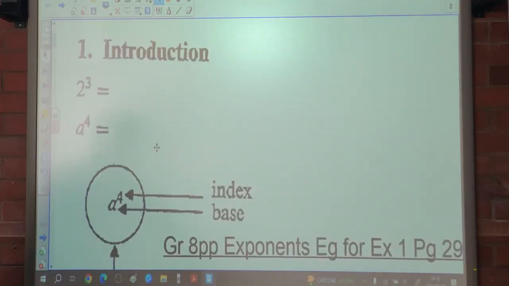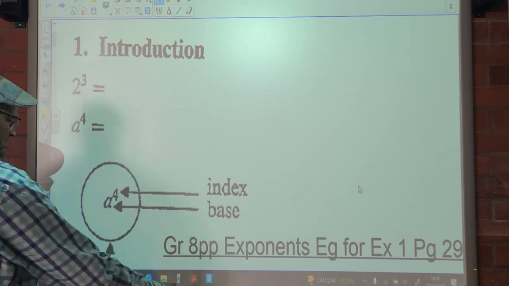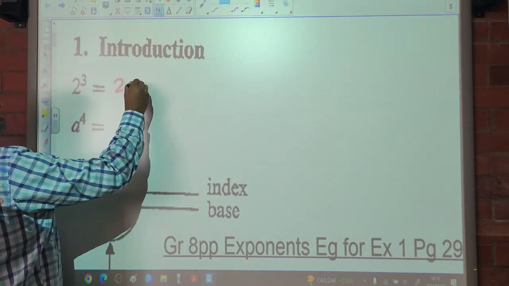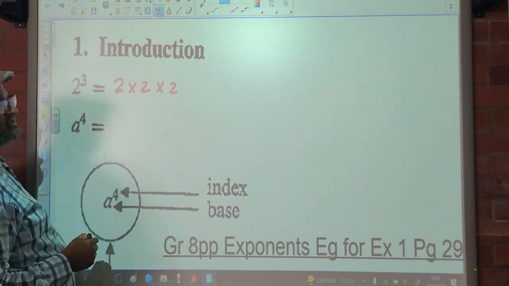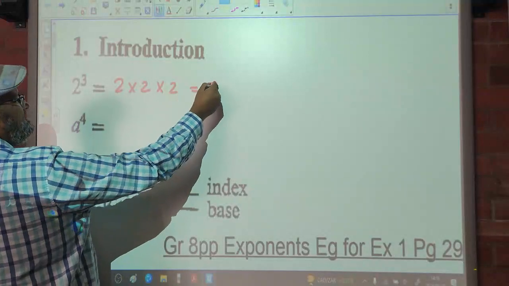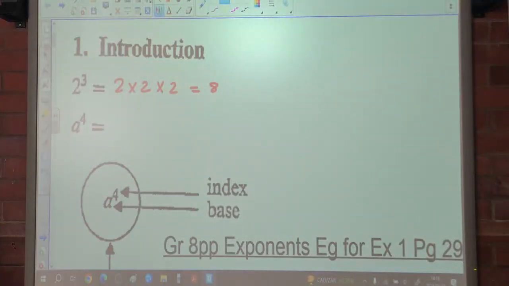You've got 2 cubed. What does 2 cubed mean? It will simply be 2 times 2 times 2, which in this case is going to be 8. Okay, just stop me if I'm going too fast and you don't understand.